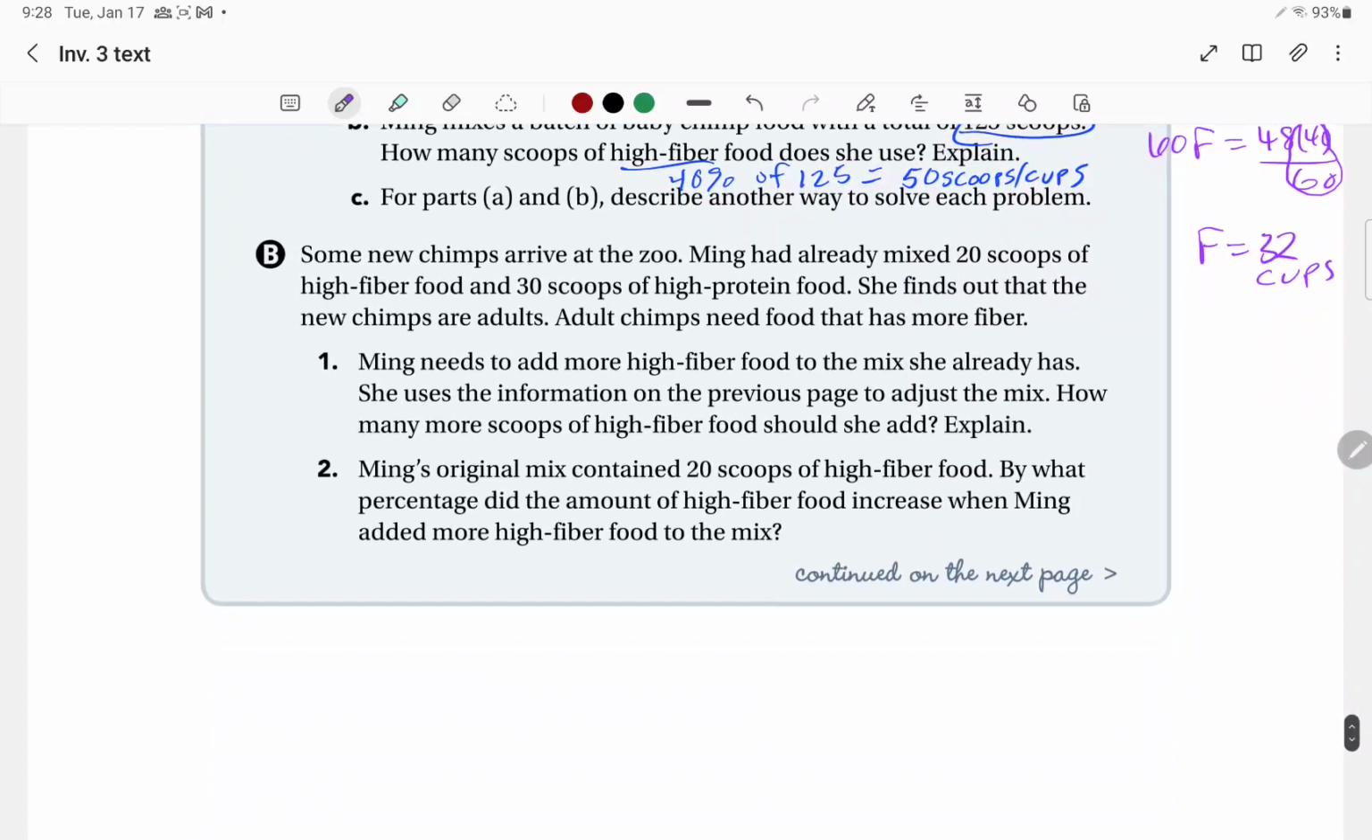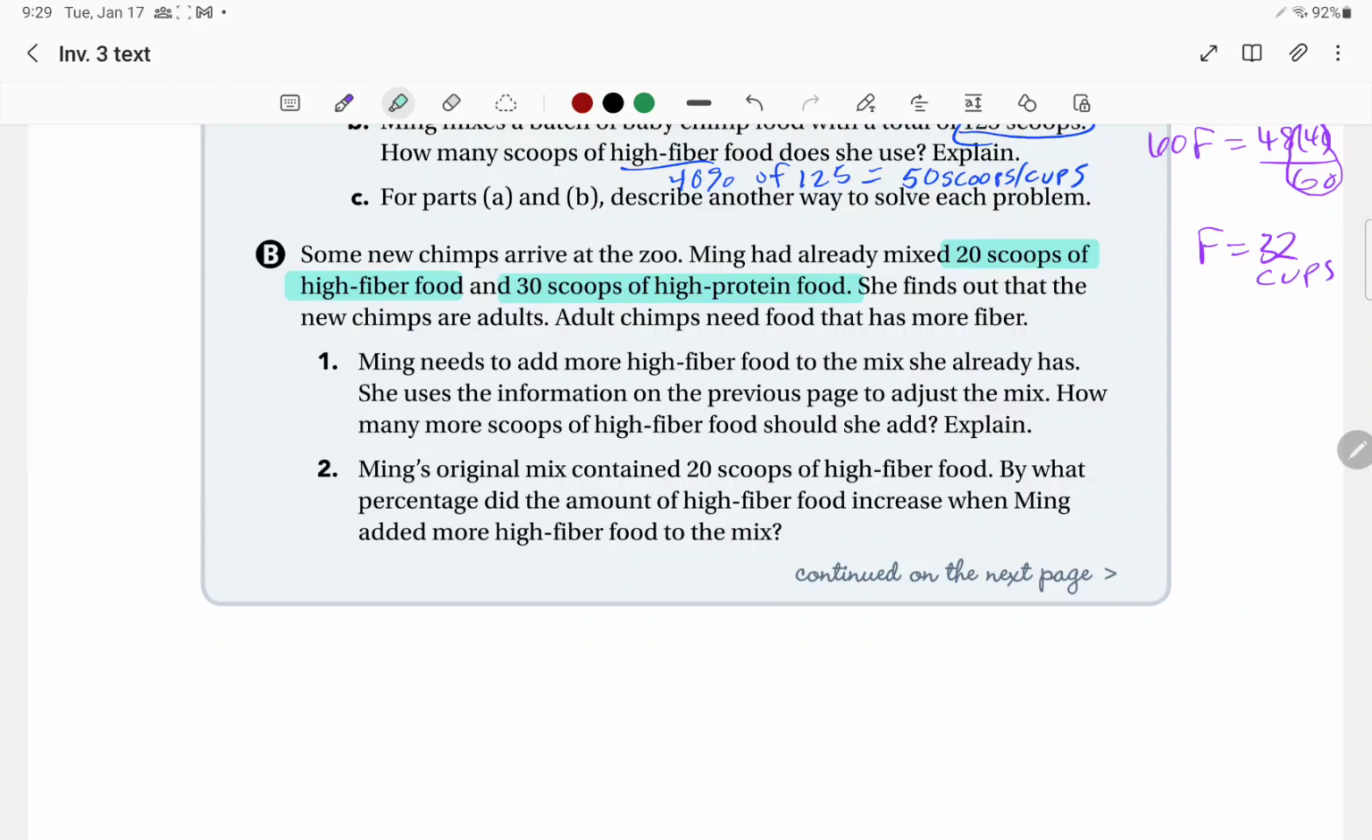Now let's take a look at part B. Some new chimps arrive at the zoo. Ming had already mixed 20 scoops of high fiber, so I'm going to highlight that. 20 scoops of high fiber and 30 scoops of high protein. She finds out that the new chimps are adults. Adult chimps need food that has more fiber. Okay, so then it says Ming needs to add more high fiber food to the mix she already has.